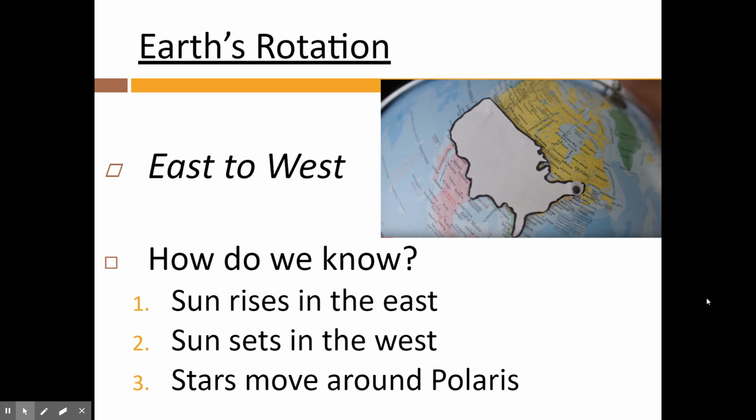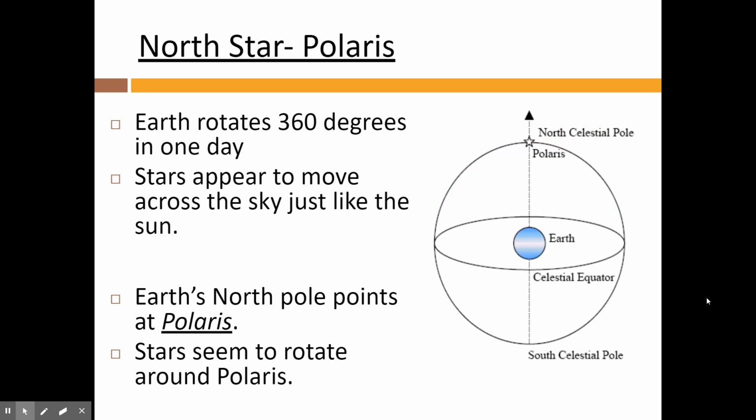Now, the other thing that we do notice is that stars move around Polaris. I'll show you what I mean by that with some pictures in a second. But we know that the Earth is spinning. Now, the big key thing is that the Earth spins or rotates 360 degrees in one day. Therefore, if you were to observe the stars and were able to see them even during the daytime, they would move around in a big circle 360 degrees around Polaris, and they would do that in one day.